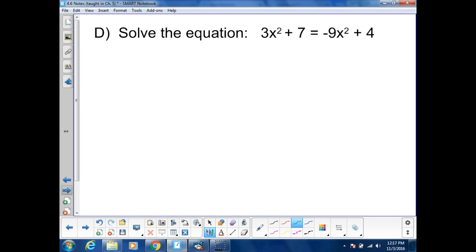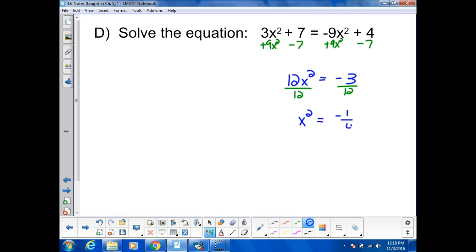Not so much factor, but we could get all the variables on one side and all the numbers on the other. So I'm going to add 9x squared. I'm going to subtract 7 all at the same time. So that gives me 12x squared equals negative 3. Now what? Divide both sides by 12. That gives me x squared equals negative 1/4.